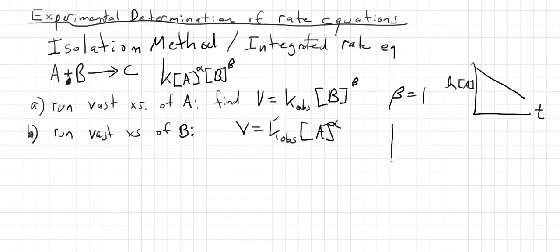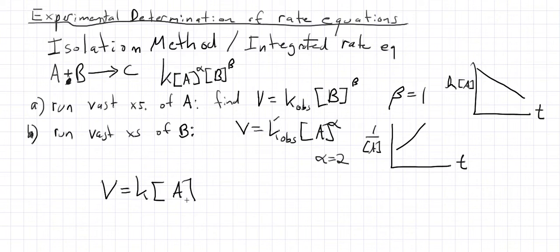Let's imagine that we graph and find that 1 over A gives us a straight line. Then we know it's second order in A, so alpha is equal to 2. Then we can put everything together and say the full rate law is the concentration of A squared times the concentration of B. That's the isolation method. Notice over here we said it was first order because we swamped it with A, so we weren't really probing the effect of A.